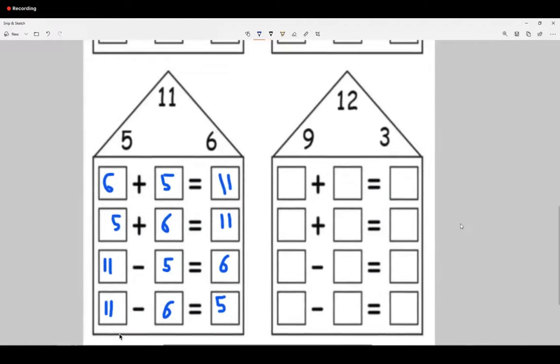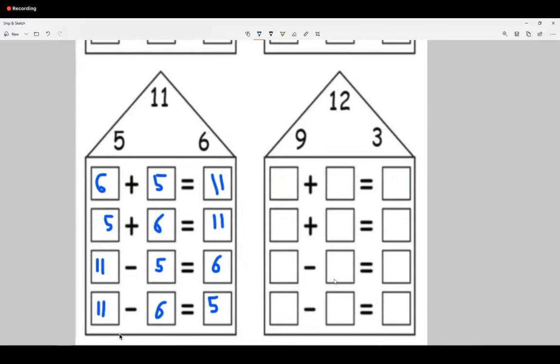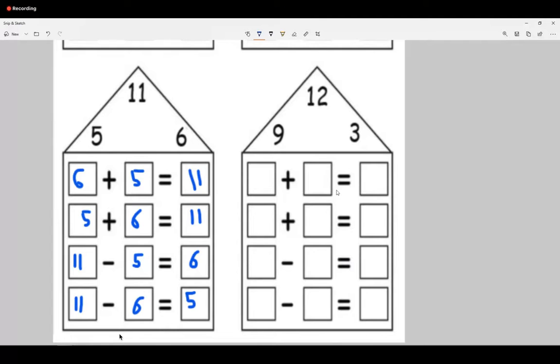And then we can finish up real quick with this last one. This one's a nice one. This one has some fun numbers in it: 9, 12, and 3.